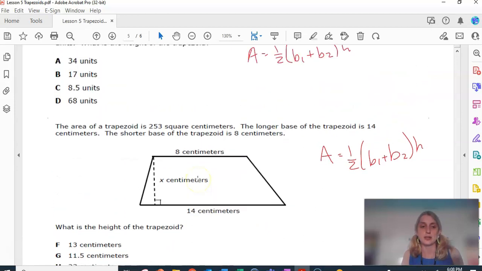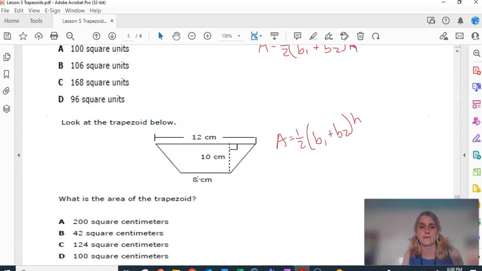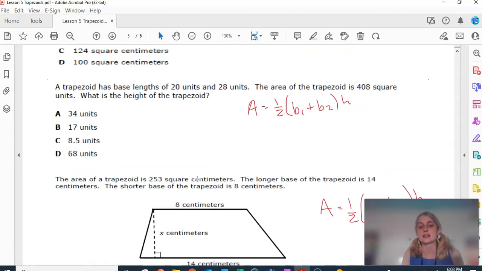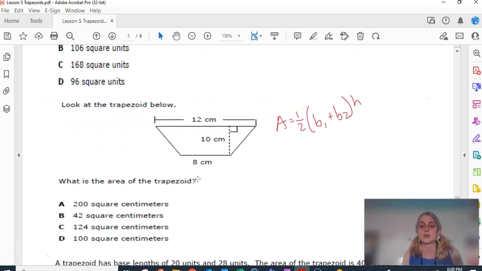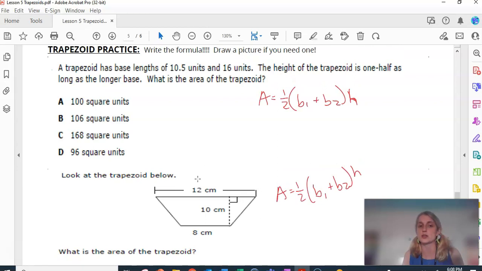This problem, the last one on the page, this third to last one. So the bottom two, they're asking you to solve for the height. The top two, they're asking you to solve for the area. I'm going to do one of these with you, and it's going to be the first one because it's kind of confusing what the height is. So the trapezoid has base lengths of 10.5 and 16. Great. Area equals 1/2 of 10.5 plus 16.